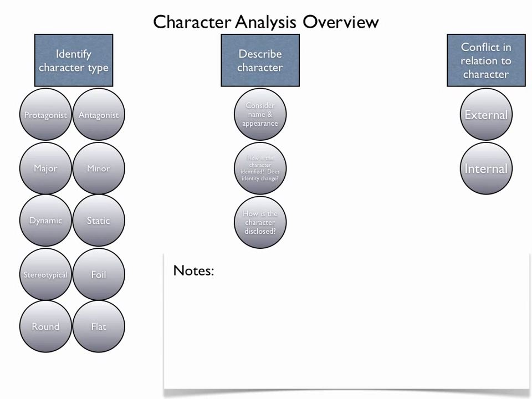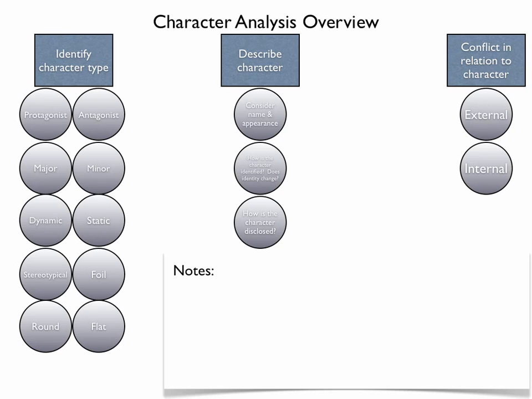There are three concepts to remember when writing a character analysis paper. First, you should identify the type of character you have chosen to write about. Second, the character should be described. Third, you want to be able to discuss the story's conflict with regard to the character's place within the conflict.